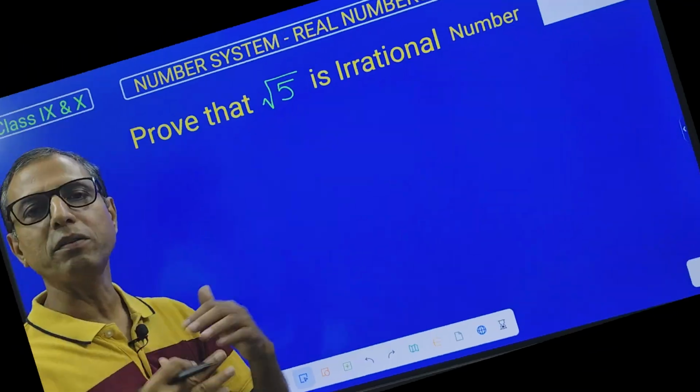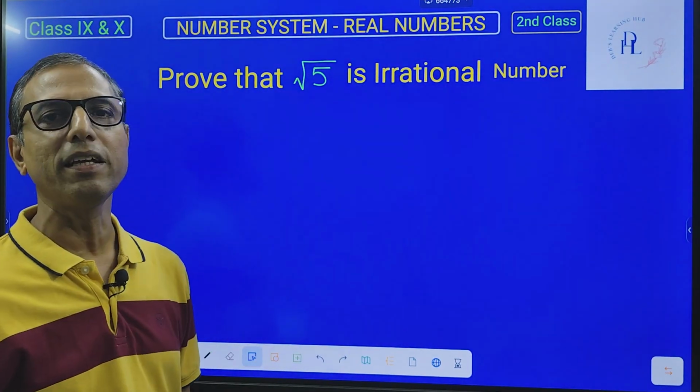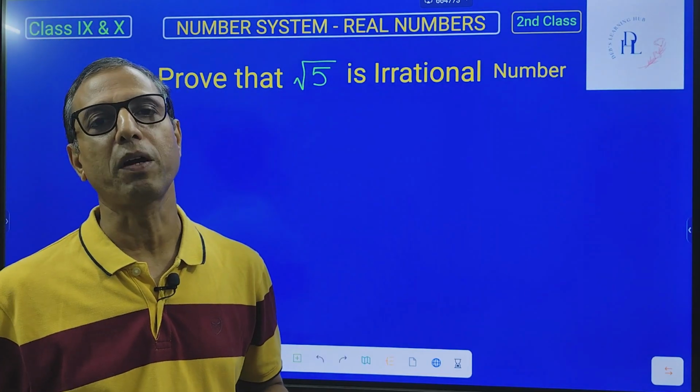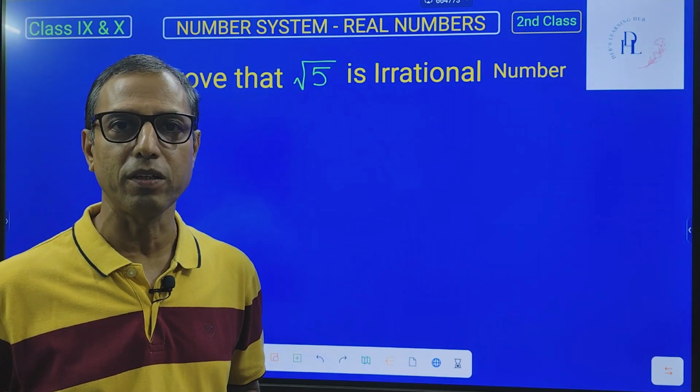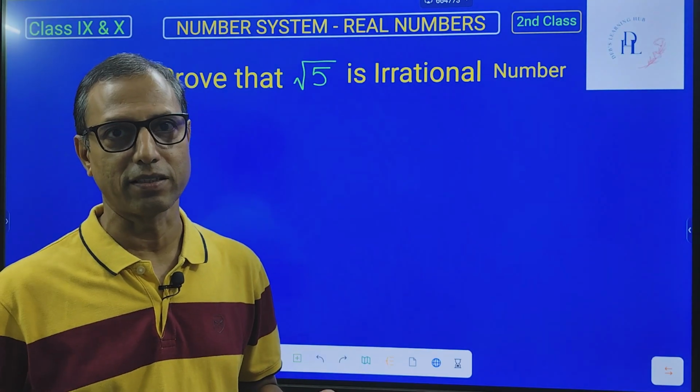We will start with the method of contradiction. So it is saying prove that root 5 is an irrational number. We will assume, suppose root 5 is a rational number. If root 5 is a rational number, that is what we assume, then what happens? Let's see.